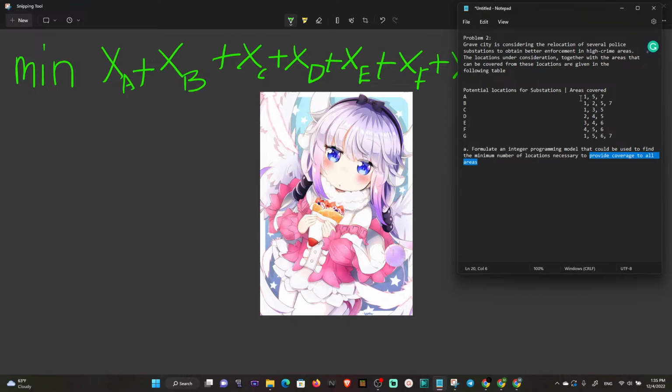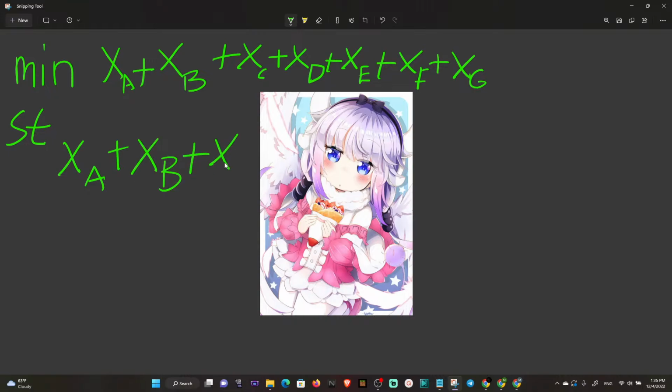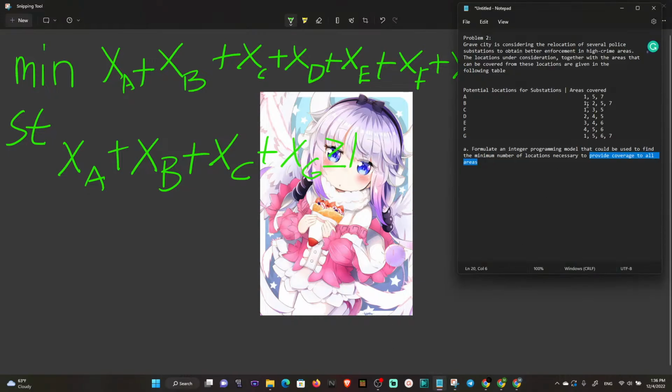Okay, so as you can see, these numbers are here. Notice how this is 1, 1, 1, and 1 over here: 1 on G, 1 on A, 1 on B, 1 on C. So the way I would write this would be as follows. Subject to, and then from here it would be XA plus XB plus XC plus XG would be greater than or equal to 1. And the reason for this is because all of them cover area 1.